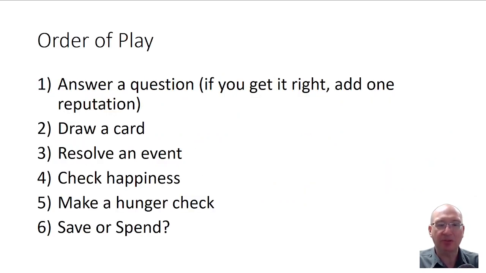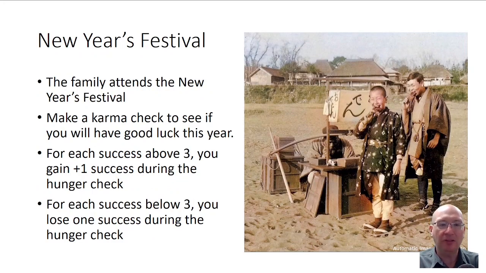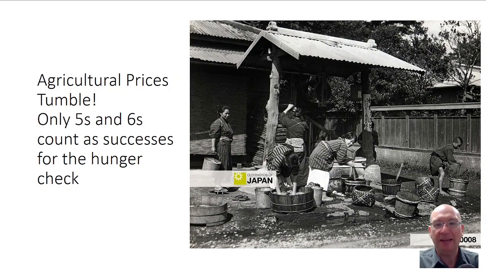The next step after they drew a card was to resolve an event. So you usually give people an easy event. This was the very first one in the simulation. I said, make a karma check to see if you have good luck this year. For each success above 3, you gain +1 success during the hunger check. For each success below 3, you lose 1 success during the hunger check. And then the next year, I said, agricultural prices tumble, only 5s and 6s count as successes for the hunger check. So these are examples of checks where there was no decision. It just has an impact on the mechanics. You're still just rolling dice.